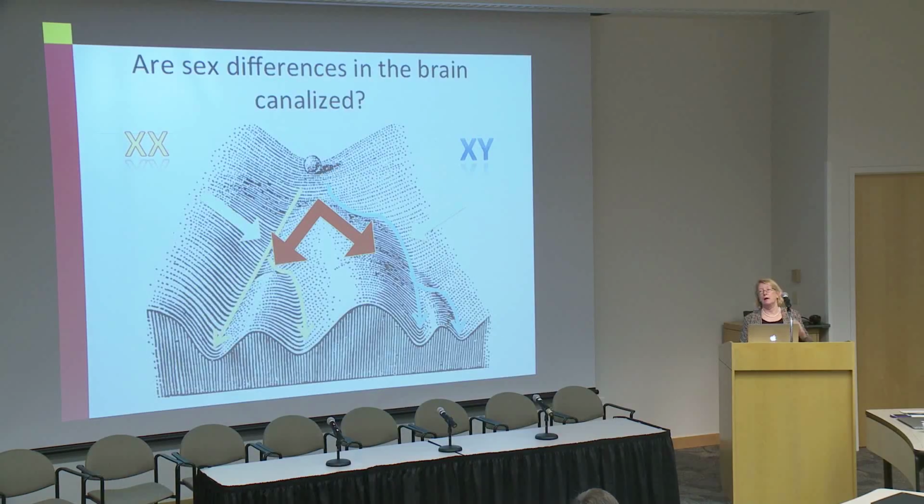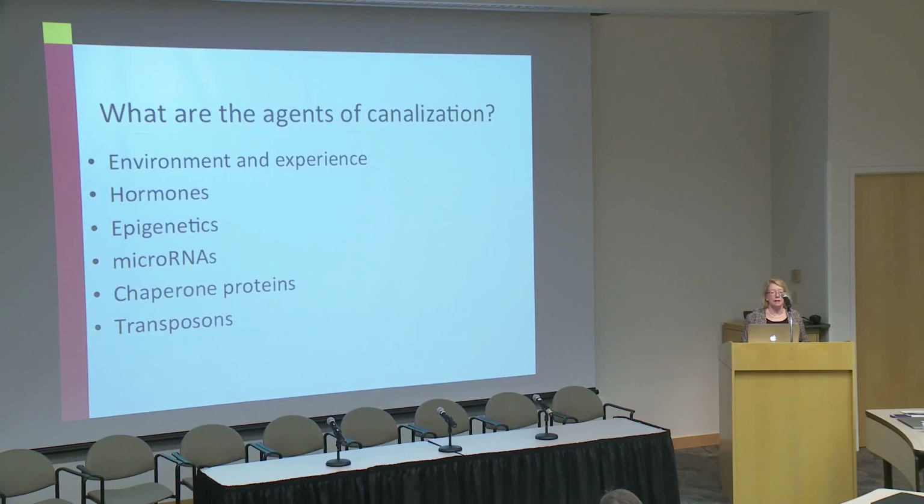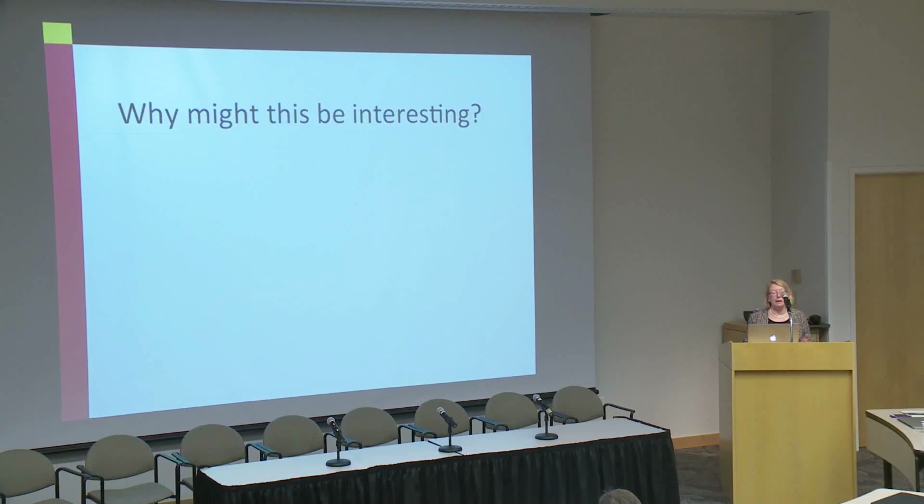And there are obviously important evolutionary reasons why you do not want the sexes diverging. It's a lot like what Art was talking about with compensation, too, just for health and disease, but also for purposes of reproductive fitness. We have to make sure that they stay close enough together. And what are potential agents of canalization? In humans, it could be environment and experience. Stop playing with that doll, get back to your trucks, those kinds of things. Hormones, epigenetics, microRNAs, chaperone proteins, and even transposons have all been proposed as agents of canalization.